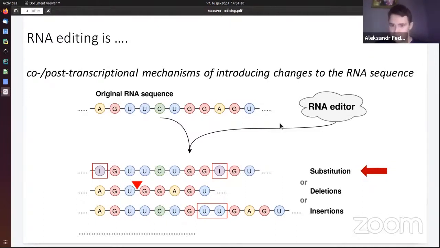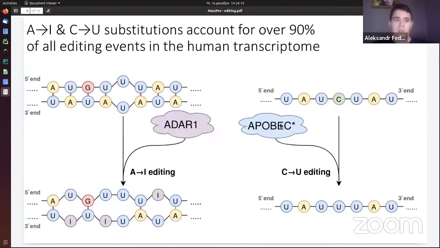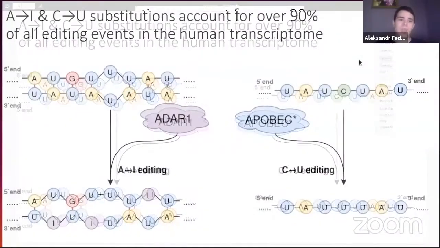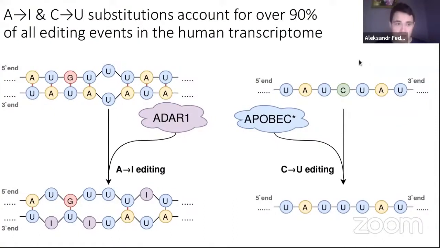To give some perspective, the most common type of editing in, for example, humans is editing by substitution, and in particular, editing by introducing adenosine to inosine substitution or cytosine to uracil substitutions. They account for over 90% of all editing events in the human transcriptome. Adenosine to inosine editing is done by the ADAR1 protein. In fact, ADAR1 is structure specific, right? So it's a double-stranded RNA structure, and ADAR1 binds such structures and destroys them.